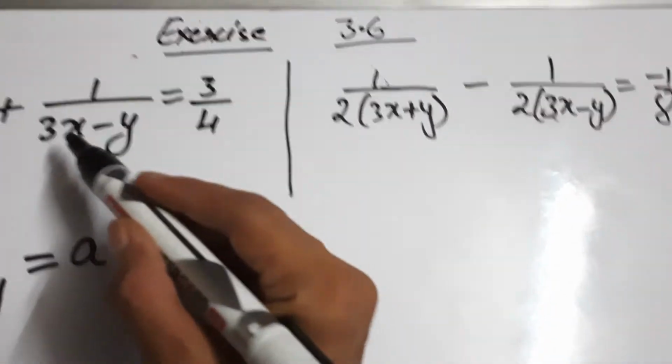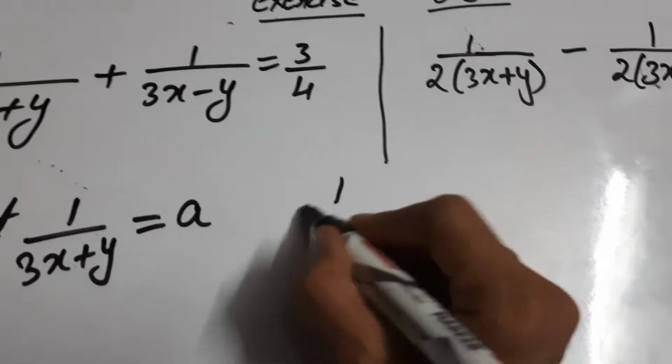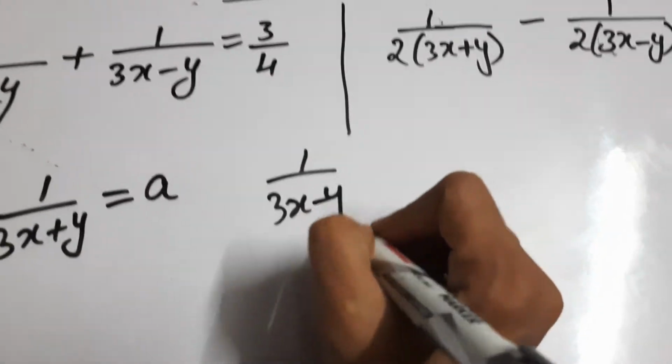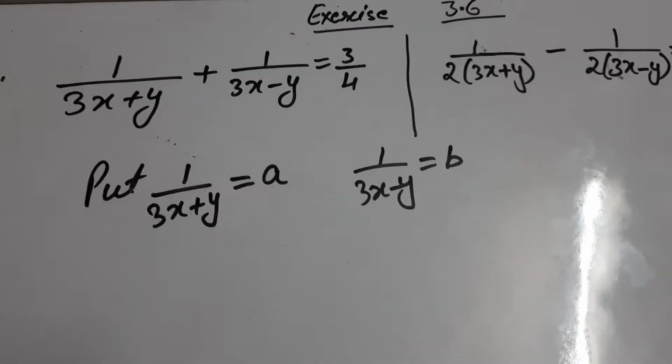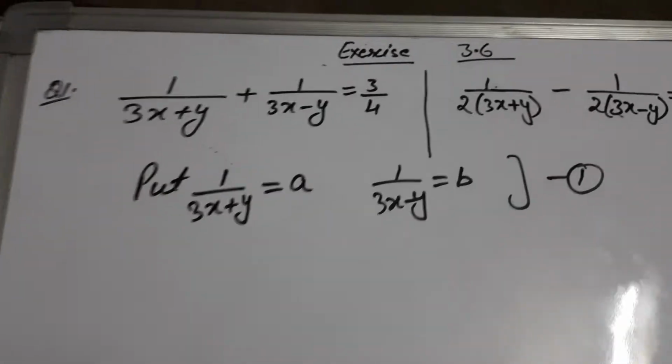Similarly compare the second, 3x minus y. 3x minus y, 2 is not there, so we'll not take 2. 3x minus y is equal to b. So let us put them in the given equations. This is equation number 1.